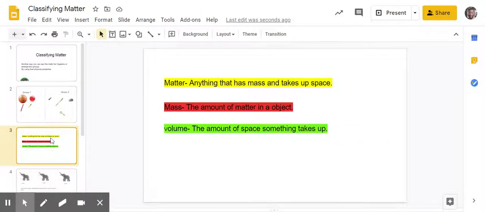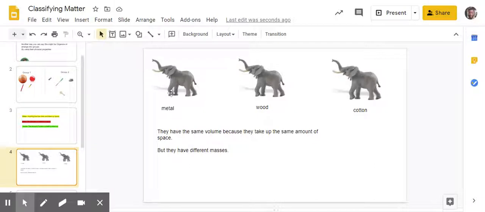Now let's talk about this, matter. Matter is anything that has mass and takes up space. Mass is the amount of matter in an object, and volume is the amount of space something takes up. So let's say, for instance, we have three items here. All three are elephants, but they're made of different materials: metal, wood, and cotton. Let's just use our imagination, right?